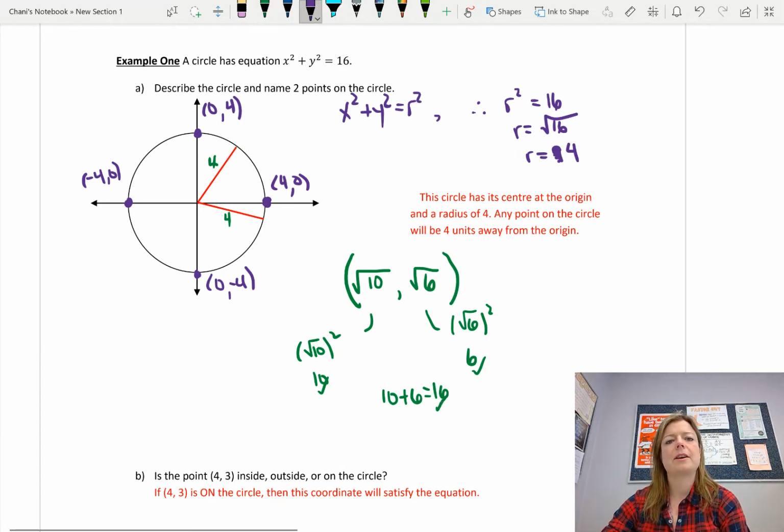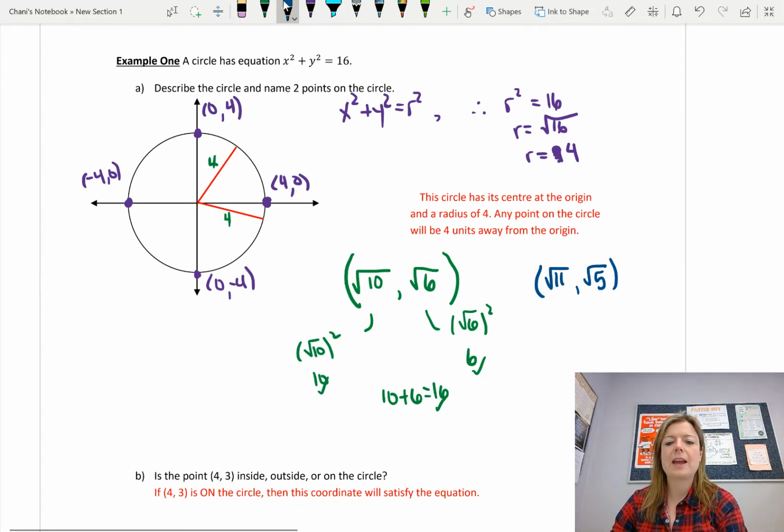So how about you guys try this one? What if I had an x coordinate of root 11? What would this be? Well, it would be root 5, because again, root 11 squared is 11, root 5 squared is 5, and 11 plus 5 is 16.